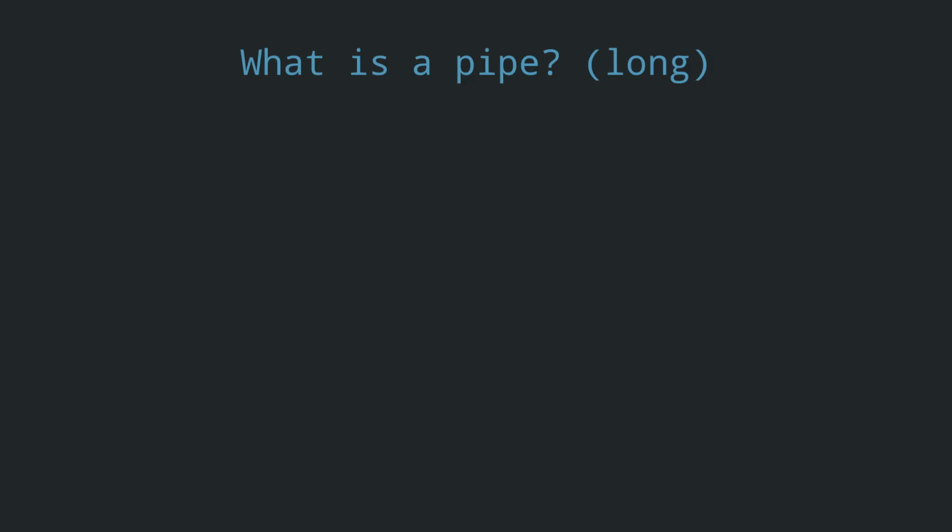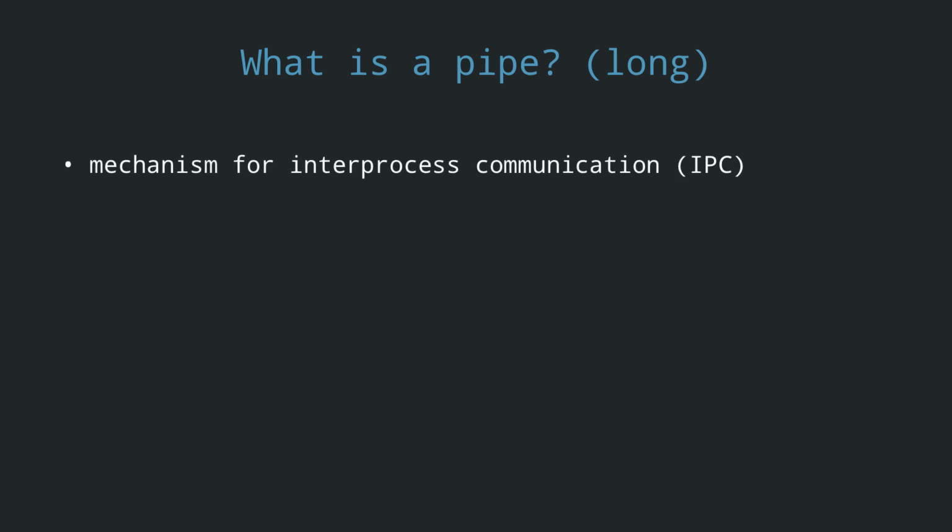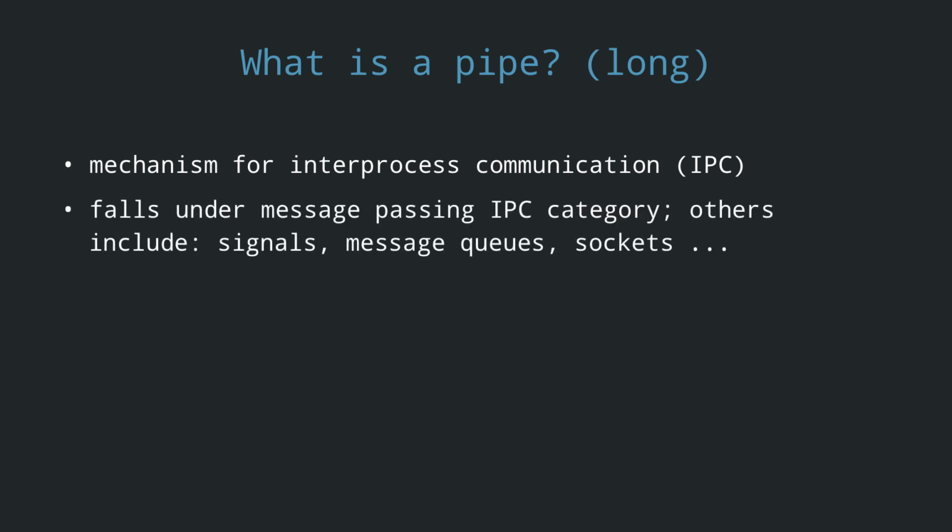Let's revisit our definition of pipe. Yes, it's still a way for two processes to connect to each other, but how it's done is quite interesting. This type of mechanism in computer science is called inter-process communication, or IPC. Pipes fall under the general IPC category of message passing, a category that includes things like signals, message queues, and sockets. Pipes carry out this task by using a special file.